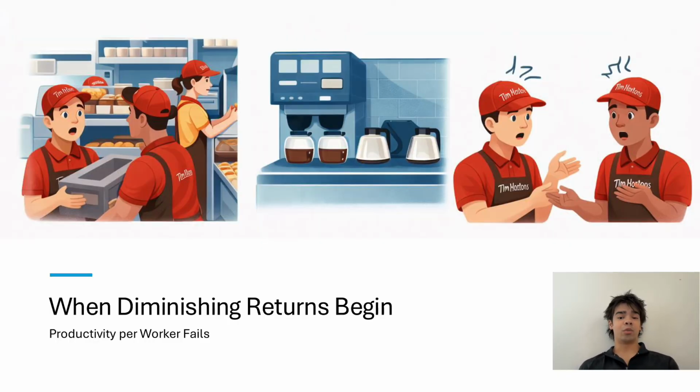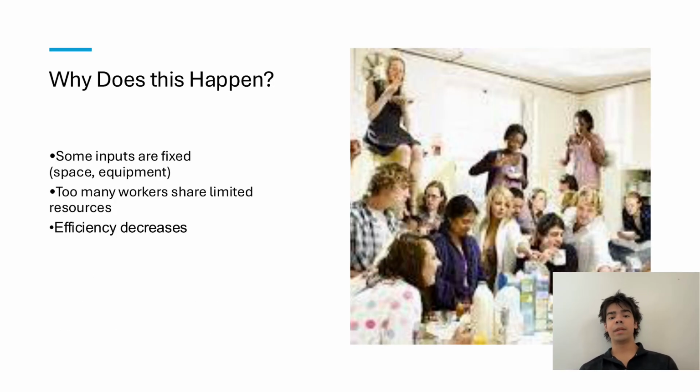Workers start getting in each other's way. Machines and space become limited, and communication becomes harder. So as a result, productivity per worker actually falls. And why does this happen? Well, it happens because some inputs are fixed in the short run, like space and equipment. And when too many workers are forced to share these limited resources, efficiency decreases.